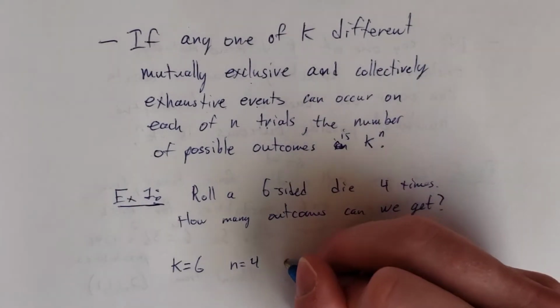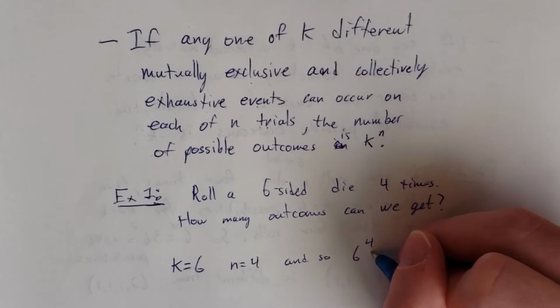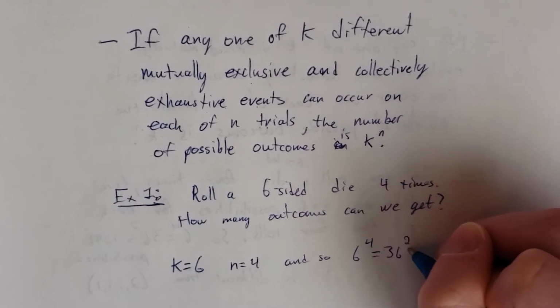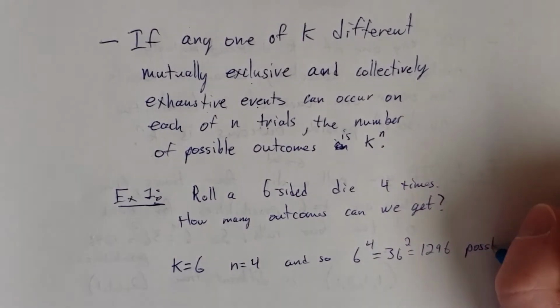And so there are 6 to the 4th, which is the same as 36 squared, which is 1,296 possibilities.